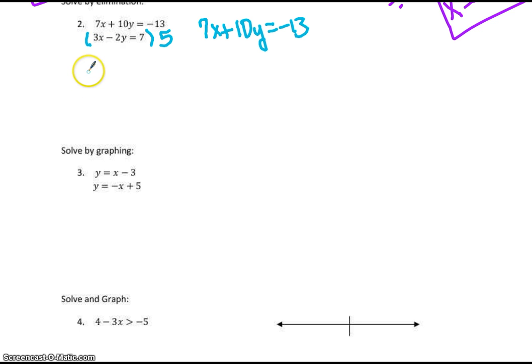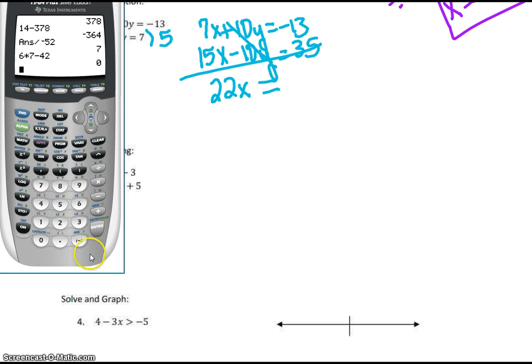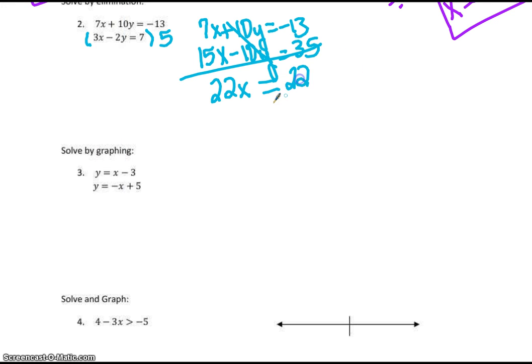Every single thing in the second equation gets multiplied by 5. So that becomes 15x minus 10y is equal to 35. So you can draw a line and combine. 7x and 15x gives you 22x. The y's cancel. Equals negative 13 plus 35. So you've got negative 13 plus 35 is 22. Divide both sides by 22 and you get x is equal to 1.